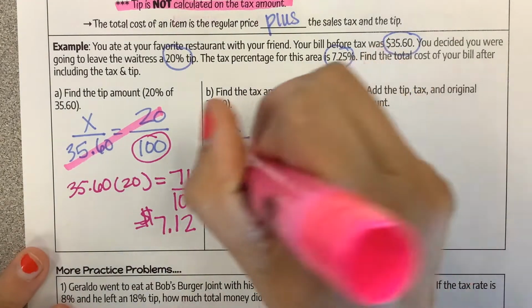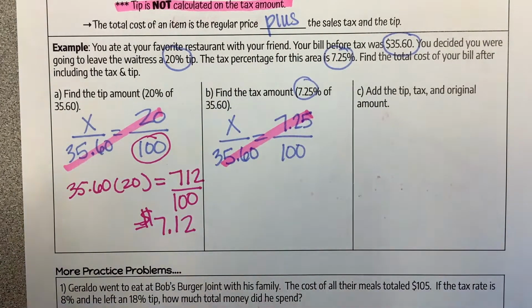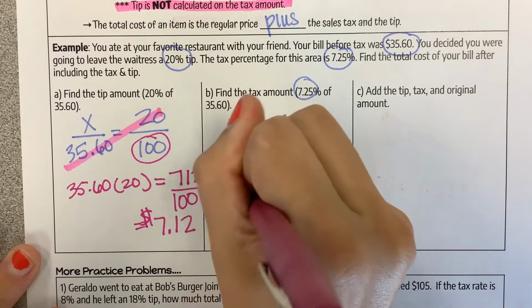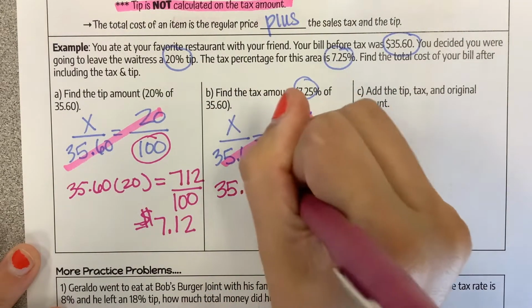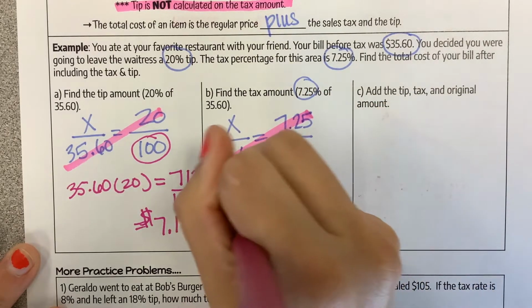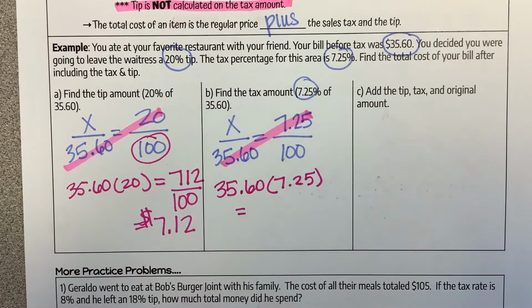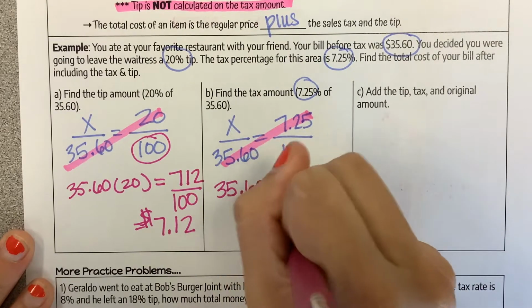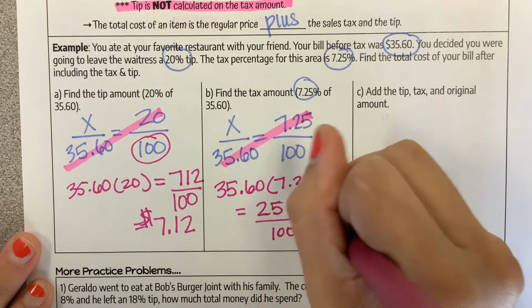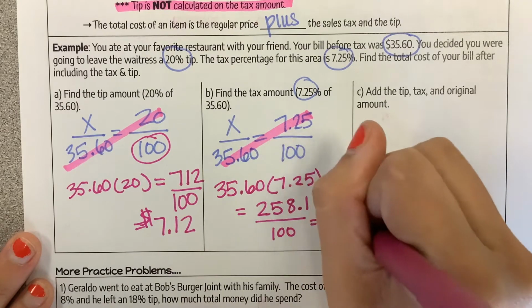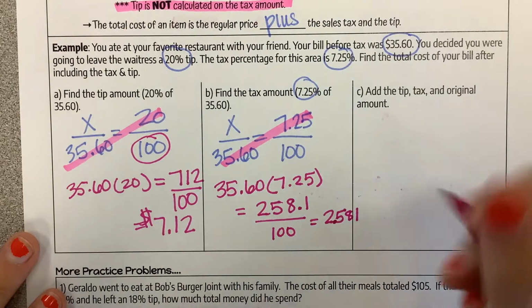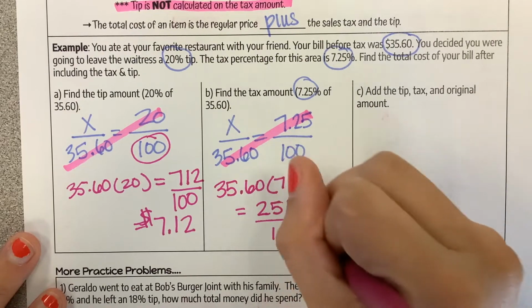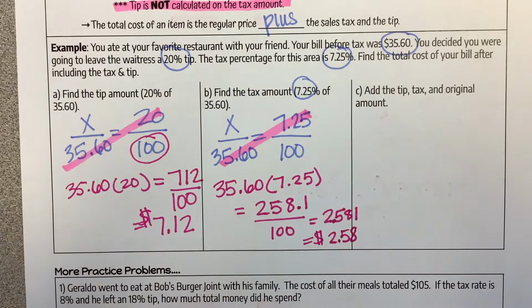I'm multiplying the two numbers in the diagonal. So I'm multiplying $35.60 times 7.25, which equals 258.1. Dividing that by 100, we get 2.581. Again, we're talking about money, so I'm just going to write that as 2.58 by rounding.